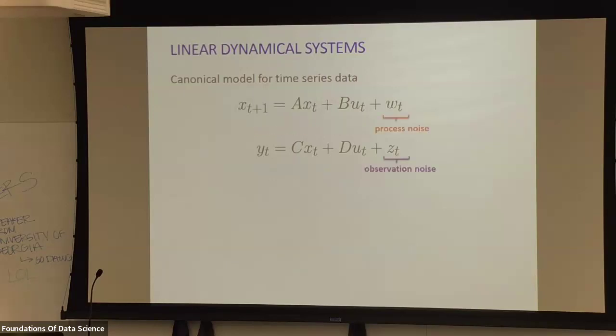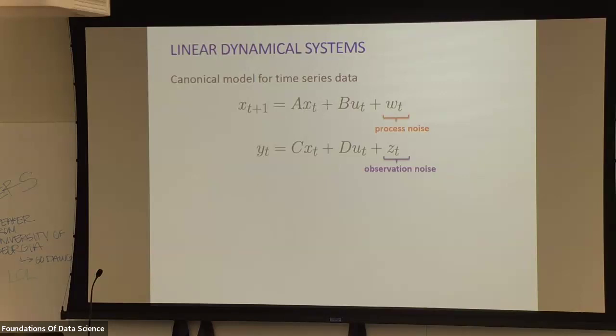Last but not least, the entire process is not a deterministic process, it's a stochastic process. So we have process noise, which affects our underlying hidden state. And then we have observation noise that corrupts our measurements. So this is what a linear dynamical system is.